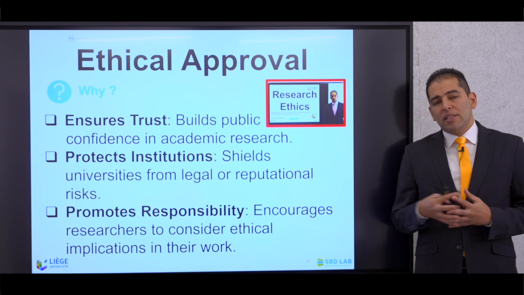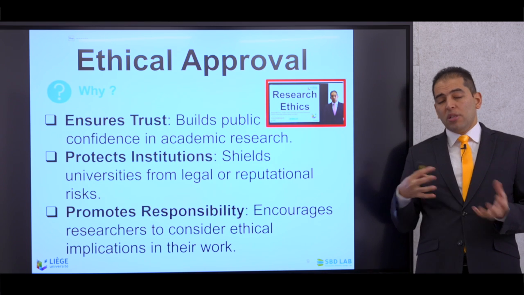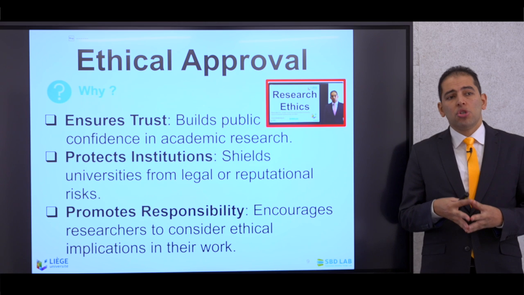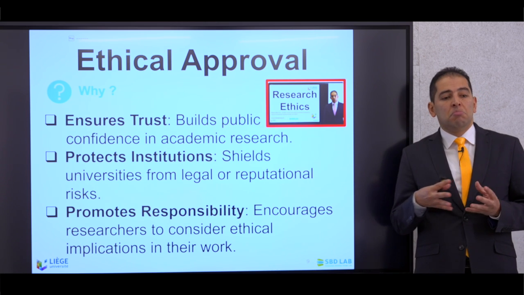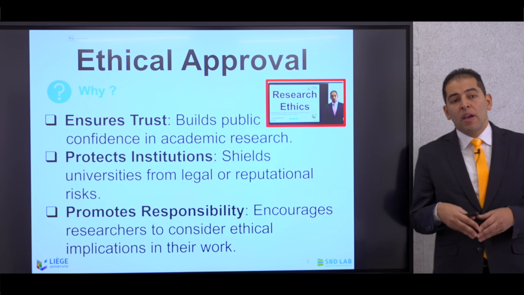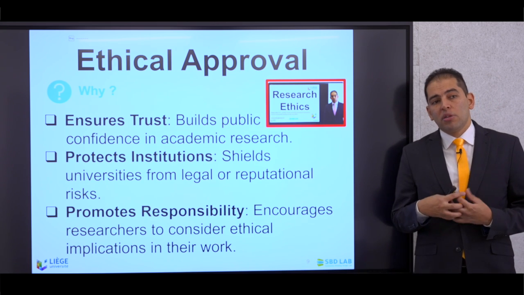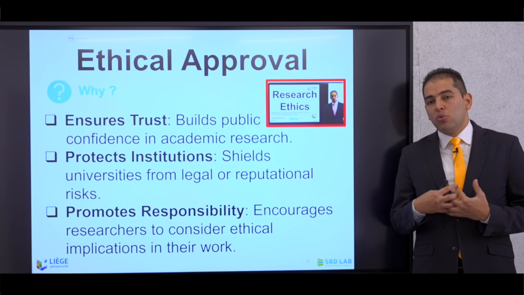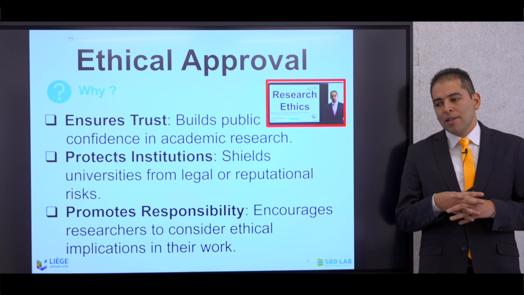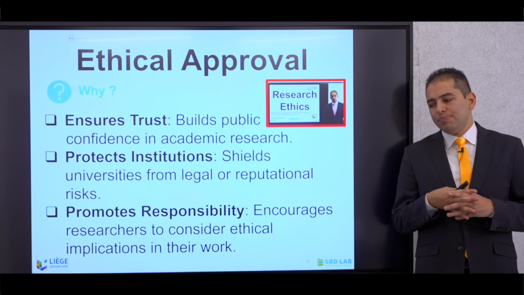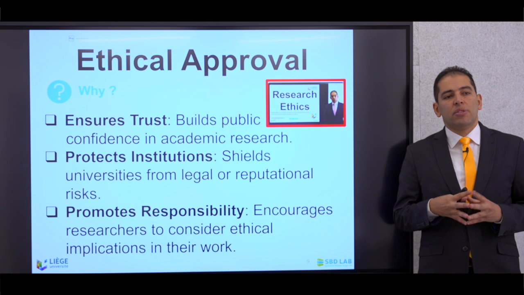Now, why do we need ethical approval in general? First of all, because it ensures trust, it builds public confidence in academic research, and it avoids any breaches and any scandals related to bad practices of researchers. Second, it protects the institutions themselves, shielding the university from legal or reputation risk. Let's say a researcher went off norm and started to practice some things that are not ethically correct. By that, the institution can also protect themselves.